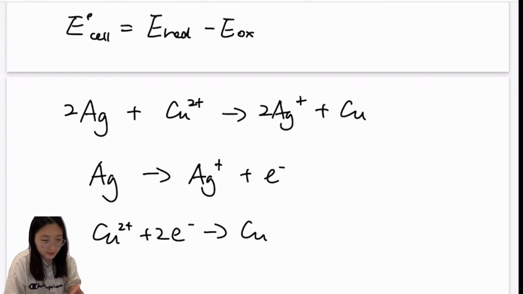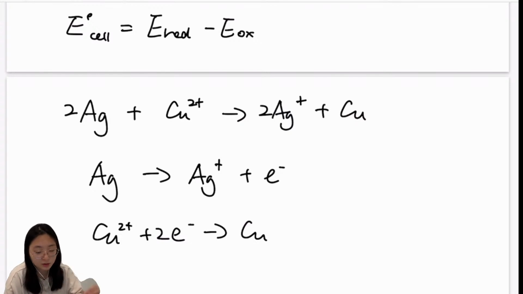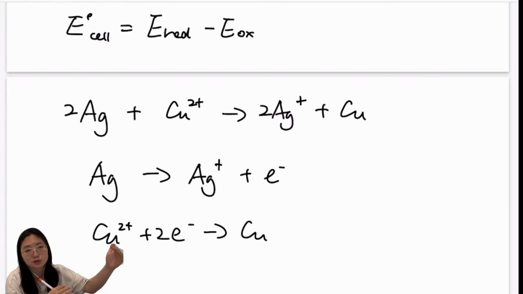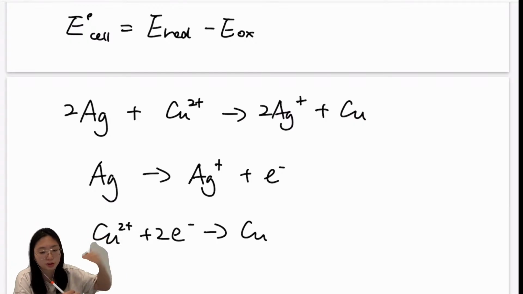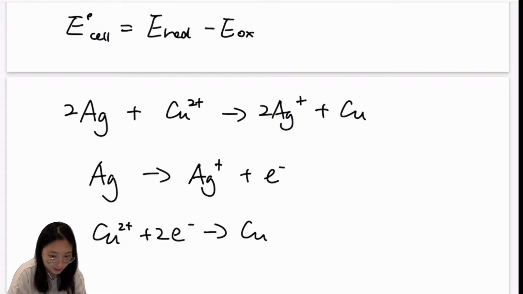Okay, so for the cell potential, what's important here is that the stoichiometry doesn't matter, because cell potential is like a difference in height. The difference in height doesn't change when, let's say, water drops from a high altitude to a low altitude. The stoichiometry, or the number of moles, represents the amount of water flow, but the amount of water flow does not affect the difference in height. So for the cell potential, you don't have to multiply it by 2. That's different from all the other calculations.